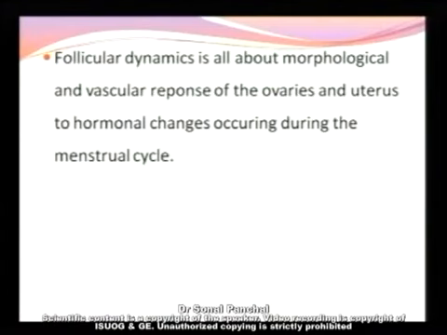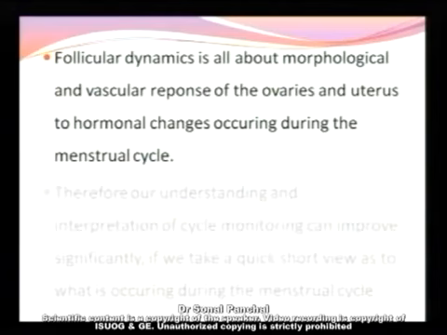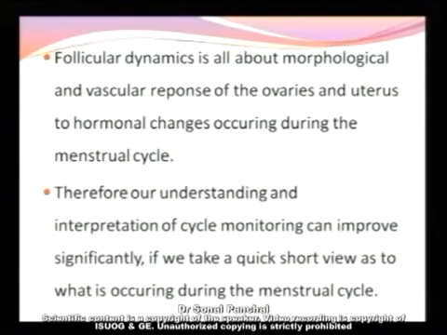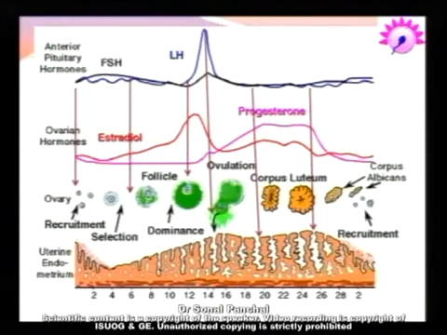So we are going to talk on follicular dynamics today. And as you all know, it's all about morphological and vascular changes, or the responses of the ovaries and the uterus to the hormonal changes which are occurring throughout the menstrual cycle. And therefore, a little bit of understanding about the hormonal changes and the exact response of the ovaries, or the status of the ovaries and the uterus at that stage, would help us understand the monitoring more, especially for all my radiologist friends. Just a quick look at that.